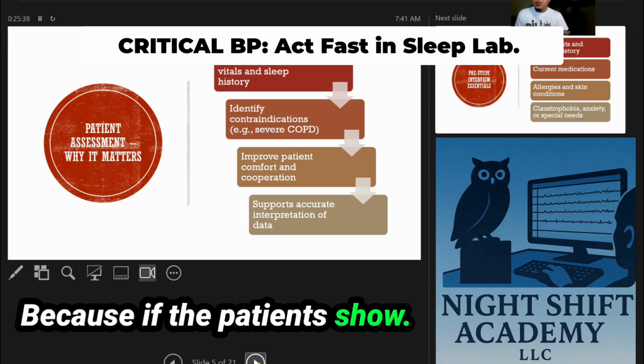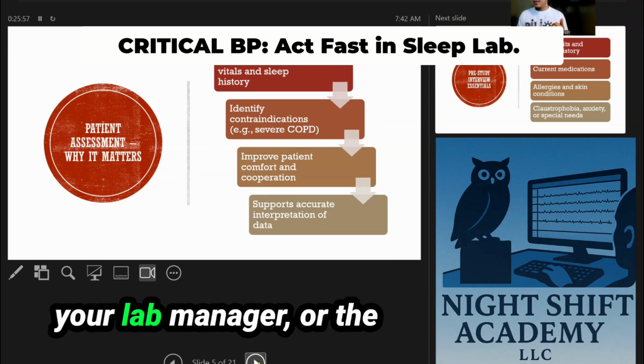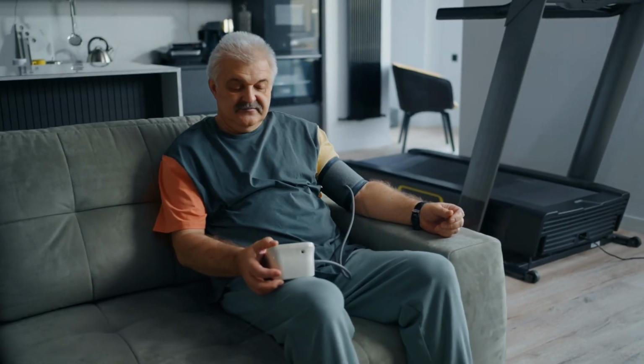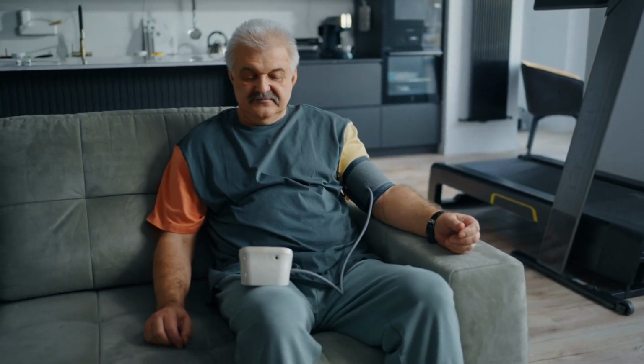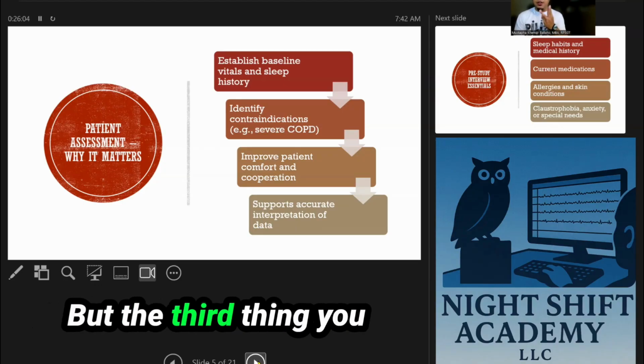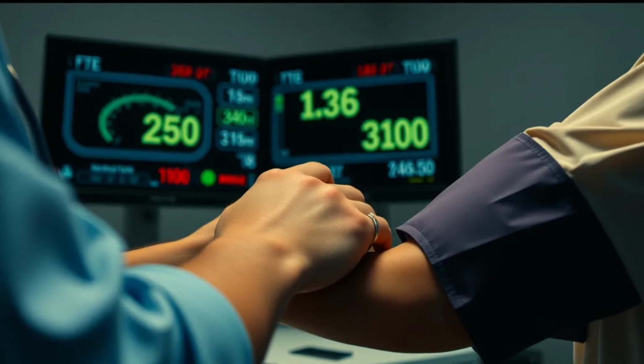If the patient shows up with really high blood pressure, you should mention it to either your medical director, your lab manager, or the on-call doctor.